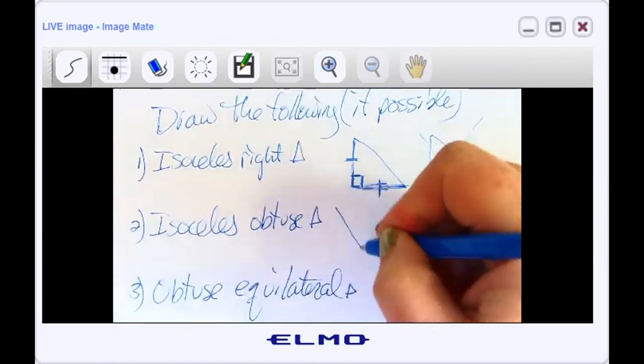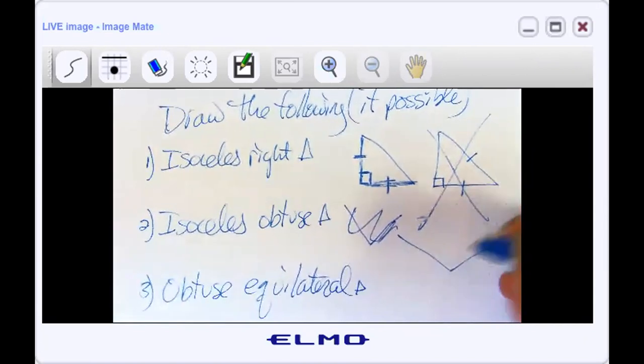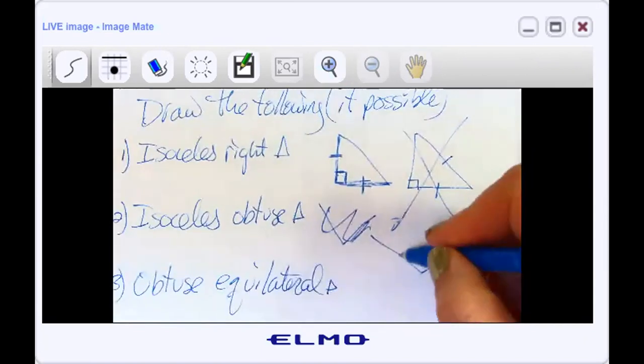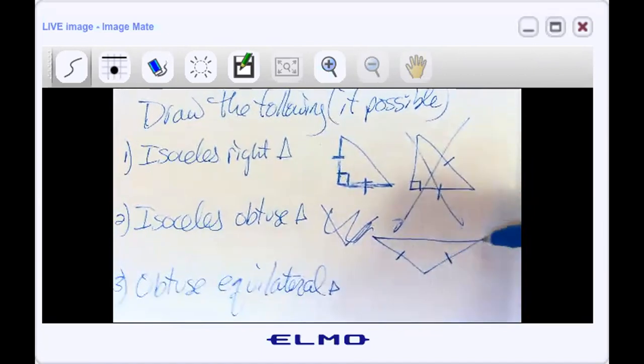So I'd have, oh, that's not a very good one. I'd have my big old obtuse angle there, and it's these two sides that would have to be the same. And then they're going to be connected by some third side.